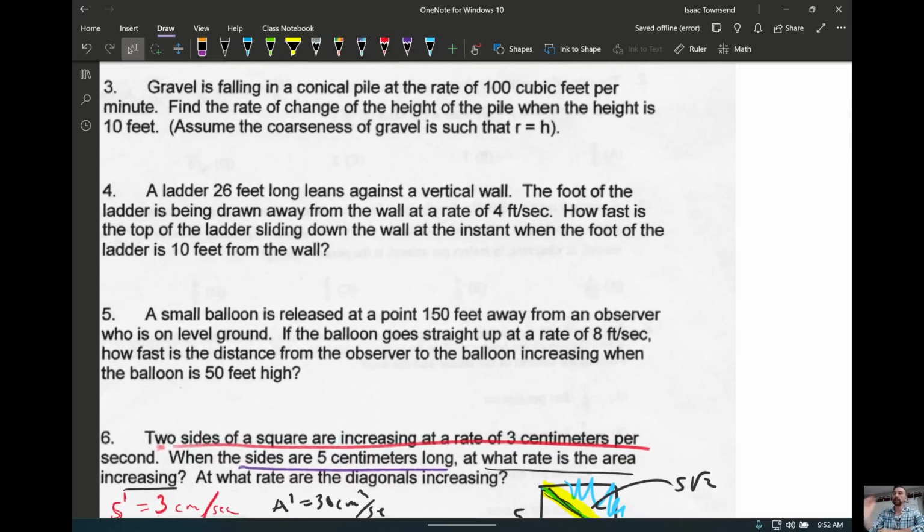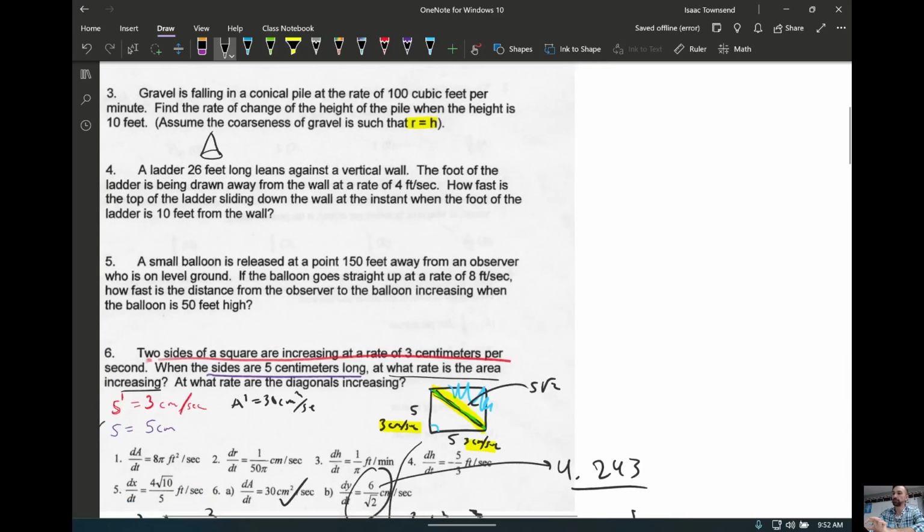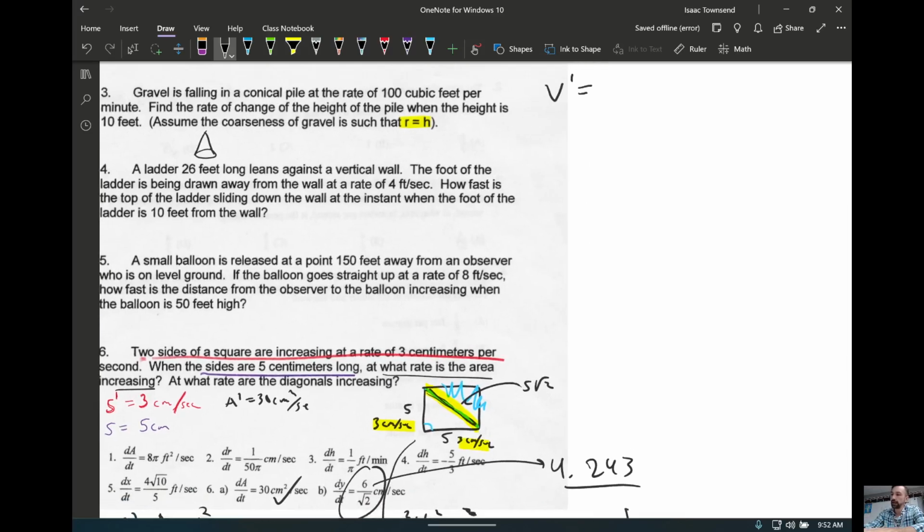Gravel is falling in a conical pile. So, as we saw in the circuit, cone problems can often have one unique little twist to them, but I can see that it's already addressing that here in the directions. It's falling at a rate of 100 cubic feet per minute, so that would be how the volume is changing.